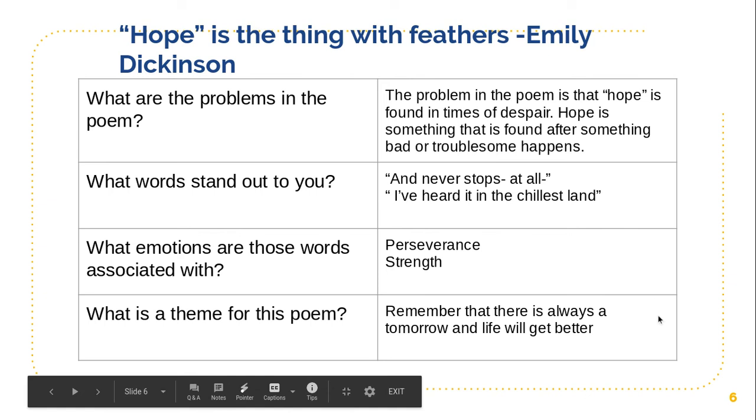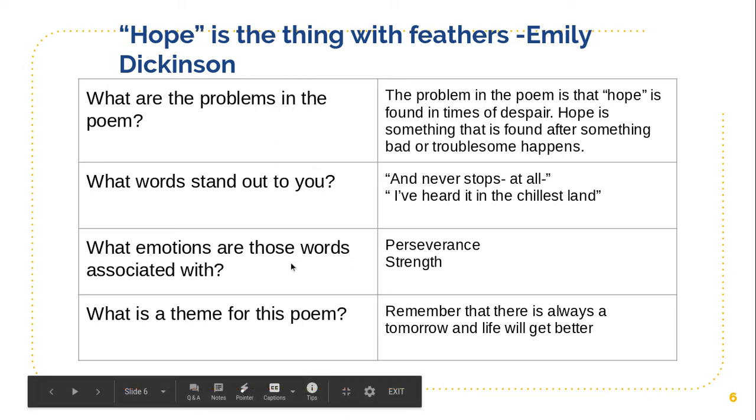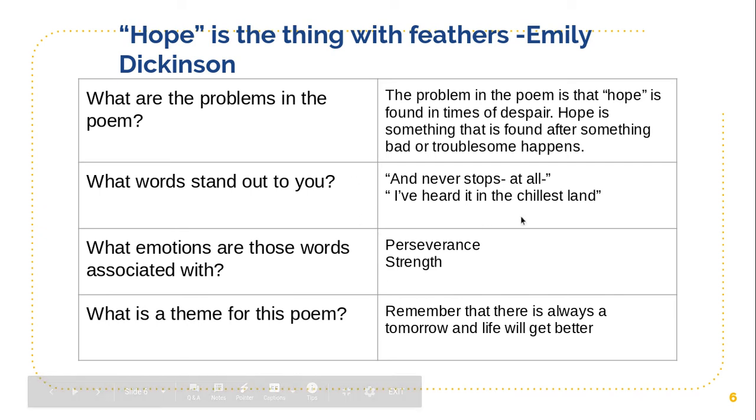And then the main thing that we want you guys to do today is come up with a theme for the poem that you are going to read. Answering these other questions prior to this helps you develop the theme of the poem. So the theme that I came up with is, remember that there is always a tomorrow and life will get better. Because that's the hope that they're talking about in the poem. Hope is something that burns inside of us and reminds us that there's always going to be a tomorrow. Life's going to get better. So that's a theme that I came up with for this poem.